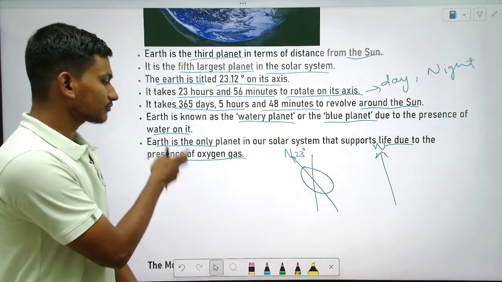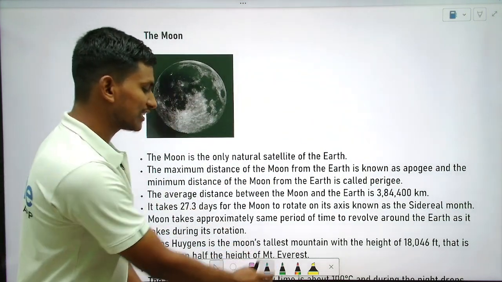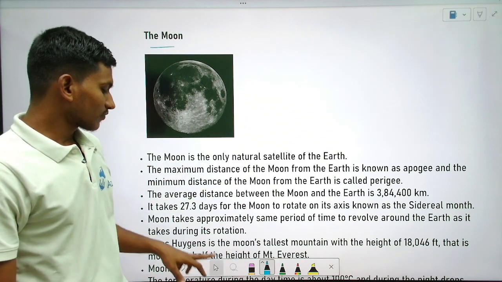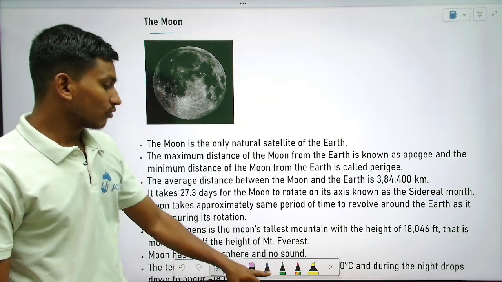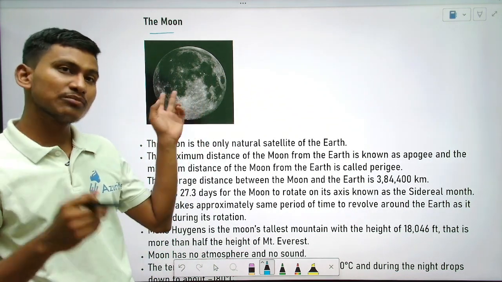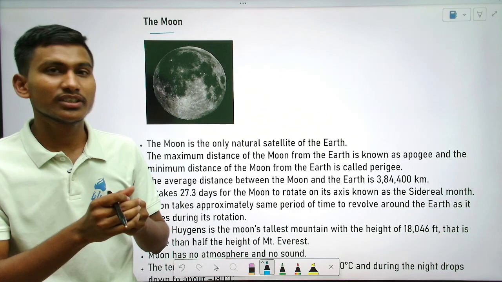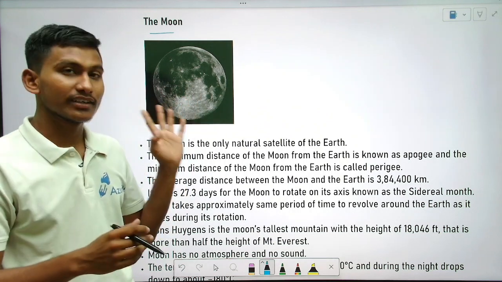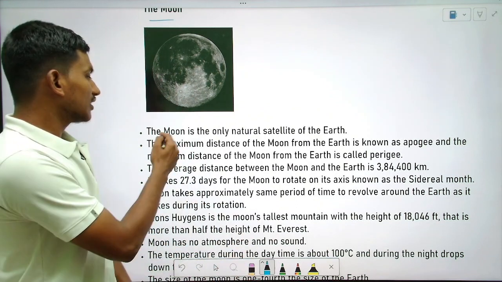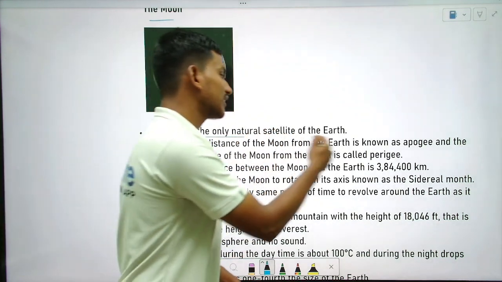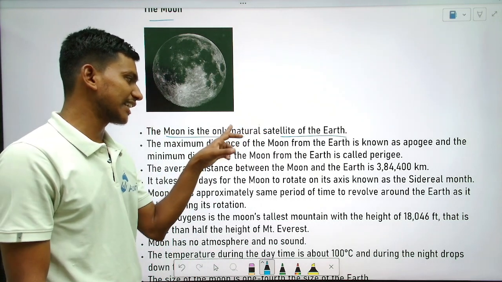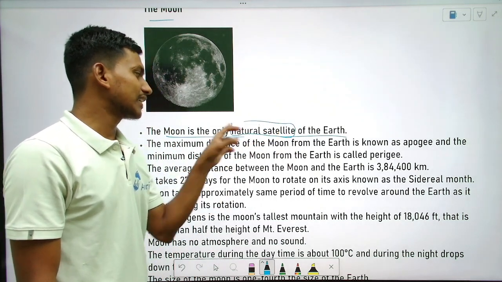Okay, good. So let us see about the moon. You may have seen it in the night, right? The moon is held under the gravity of the earth, because earth is bigger than the moon. The moon is the only natural satellite of the earth. There is only one moon for the earth. That is a natural satellite, we say. Natural means that it is automatically by nature.